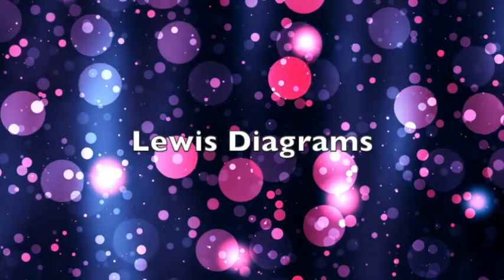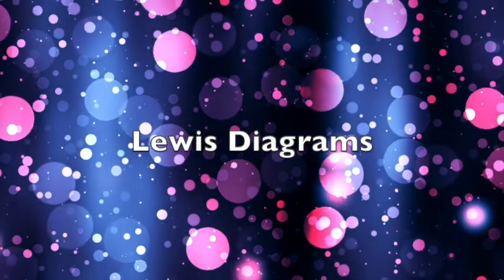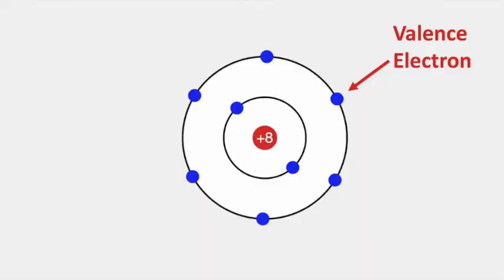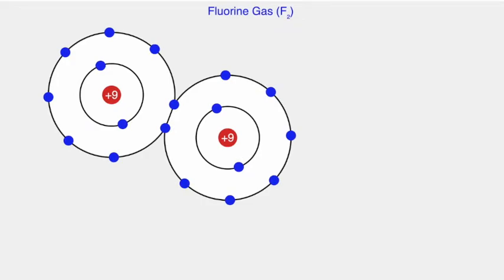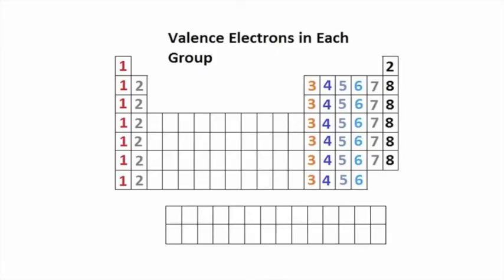Today we will be talking about Lewis diagrams. A valence electron is an electron located in the outermost shell or valence shell of the atom that can be transferred or shared with another atom. When it comes to the valence electrons in the main group elements, there are some definite patterns.